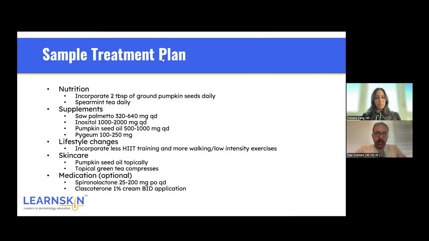And then consuming spearmint tea daily also helps to reduce the 5-alpha reductase pathway as well. So I encouraged her. She was a tea drinker. So I said, try to implement it into your routine. You can have multiple cups if you'd like.